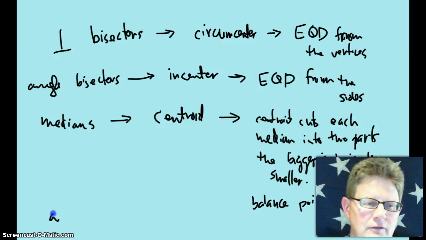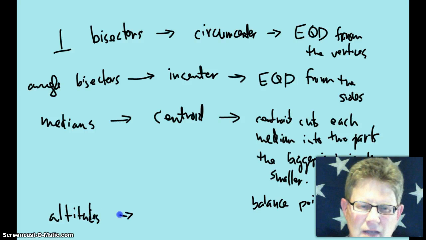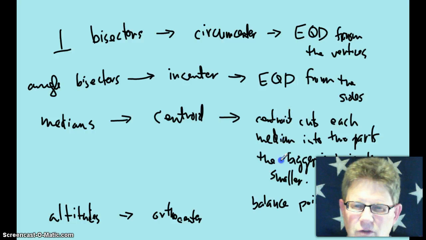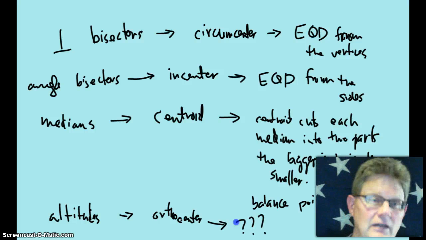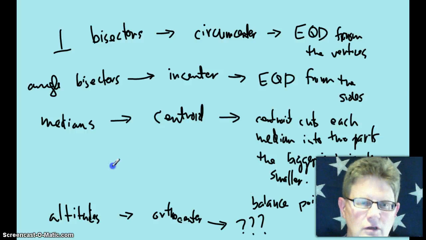So the altitudes meet at the orthocenter. The centroid has two special properties, but the orthocenter doesn't have anything extra special other than it's a point of concurrency. That concludes all the points of concurrency, as well as this concludes Honors Geometry Lesson 5.4.